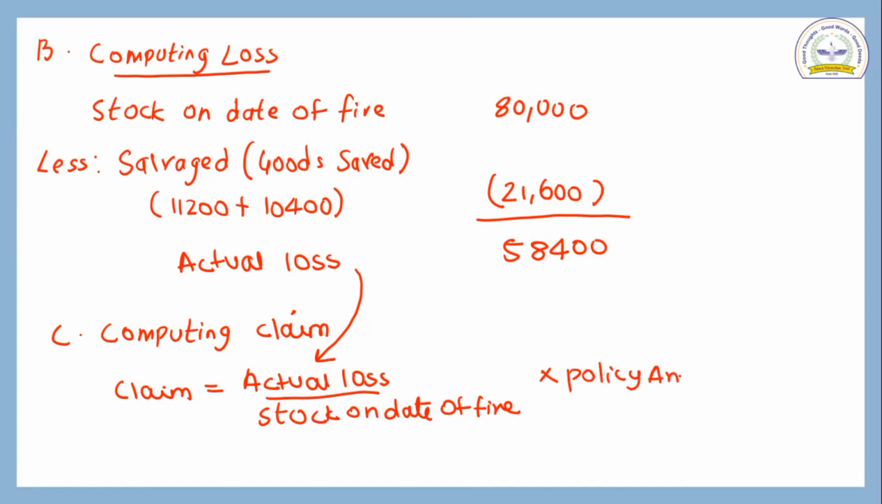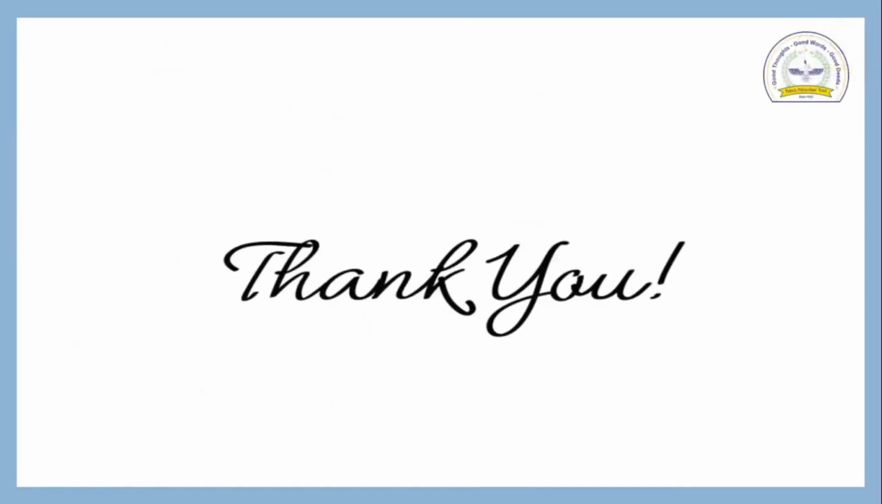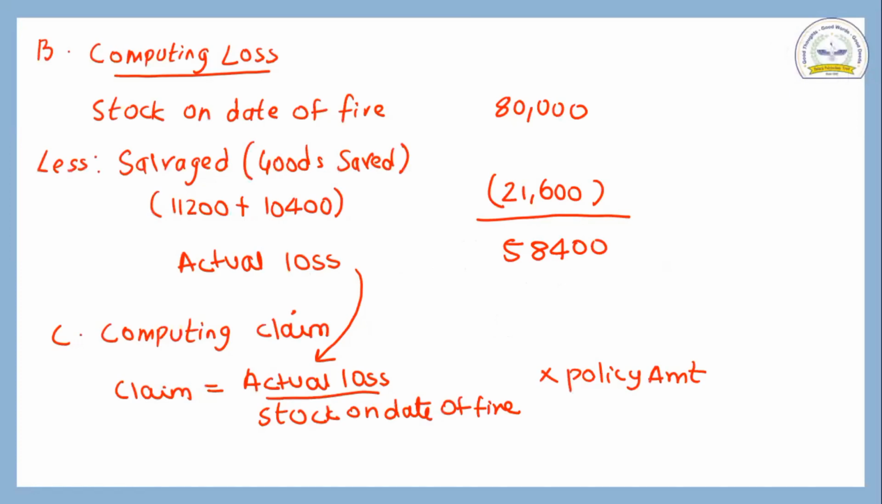And policy amount is given in the question. Look here, students. Policy amount is given in the question. So how will we write here? Okay. Actual loss is given 58,400. Here I am not having the space, so here I am writing 58,400 as an actual loss. Divide by stock on the date of fire is given, student. How much is it given? It is given 80,000 rupees. So we will write 80,000 here.